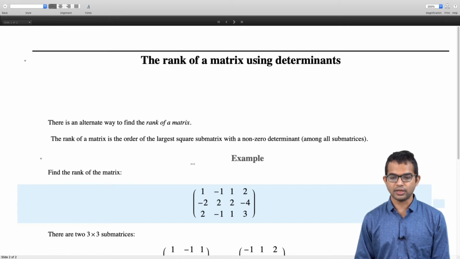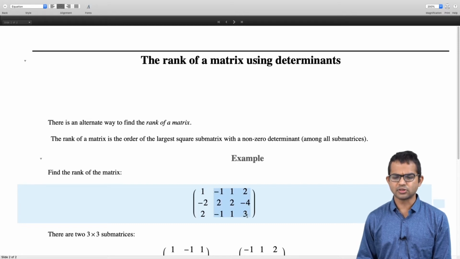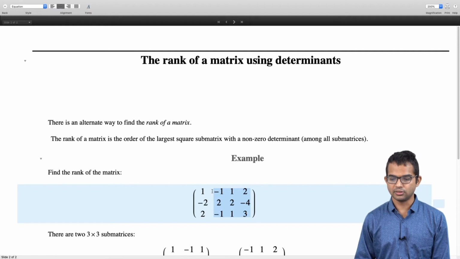Now there is another way to find this, which is to find all submatrices. How do you find submatrices? A submatrix is obtained from a given matrix by deleting some rows or some columns. For example, if I delete the first column, I am left with this submatrix. In fact, the first column itself is a submatrix. But we are interested in square submatrices, for example this one.